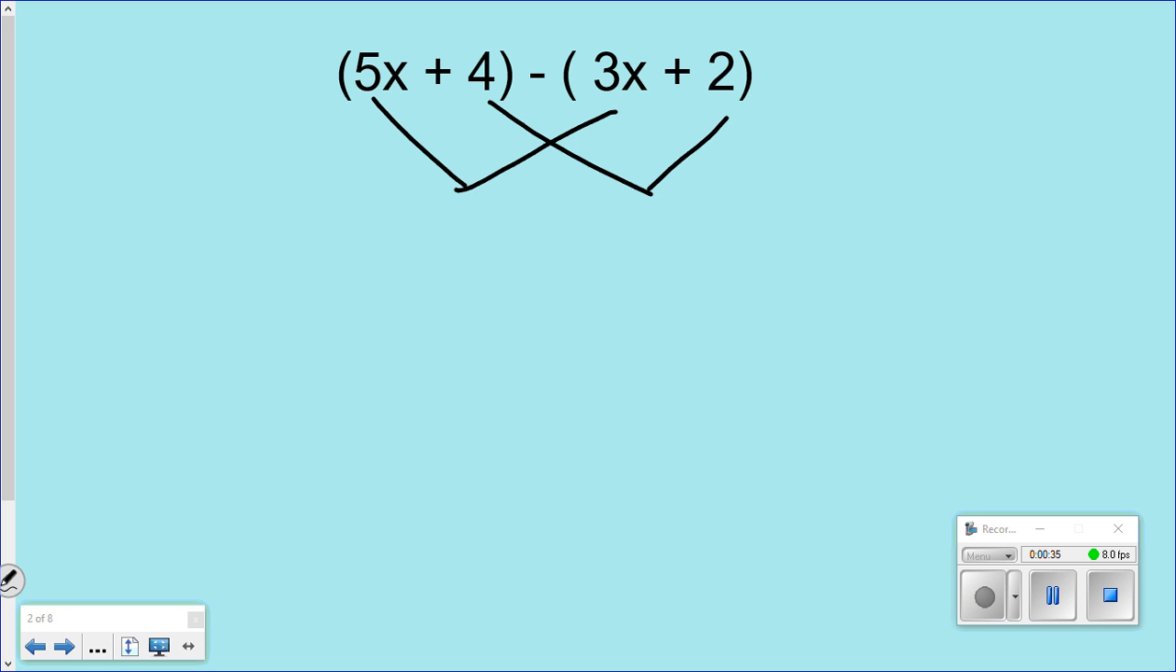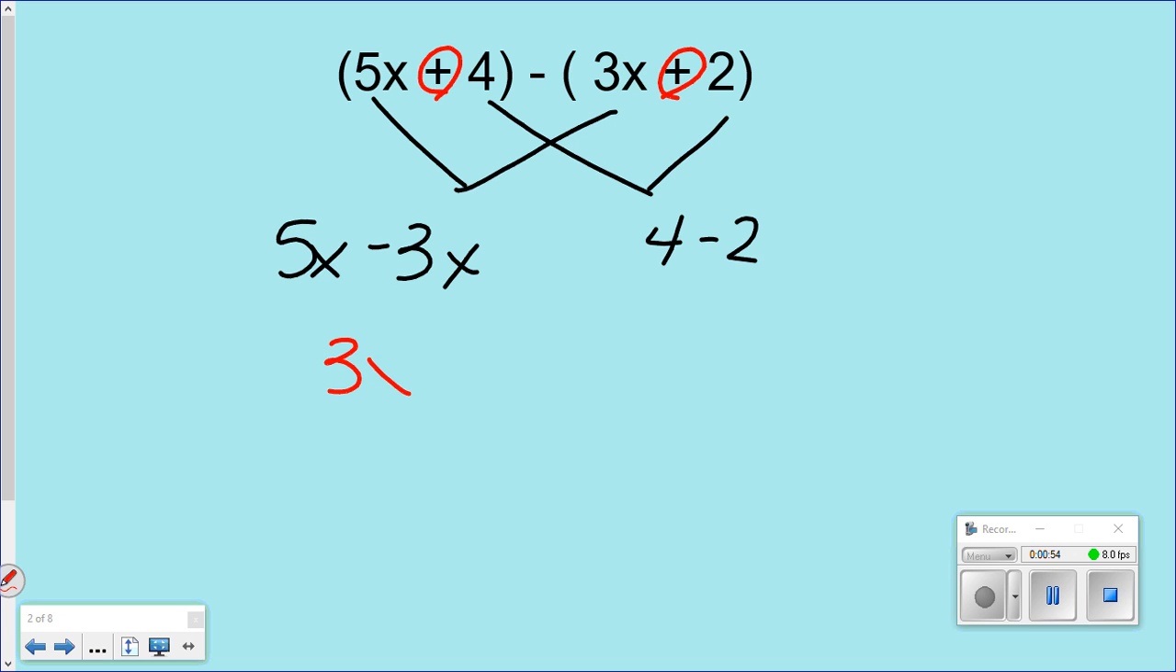Okay? So like for this one, you would just take 5x and then minus your 3x. And on the other side, you would take 4 minus 2. Now remember, you have to make sure we know what these signs are too, because those can be important as well when we're writing our problems out. So 5x minus 3x would be 2x. And 4 minus 2 is 2. And if it's a positive 2, that's the sign that goes in the middle. Okay? So be careful what that is.